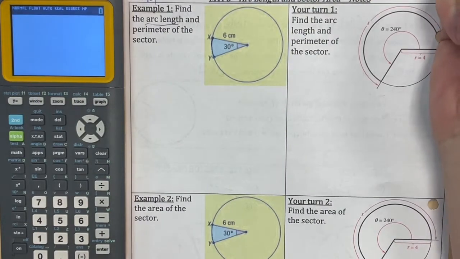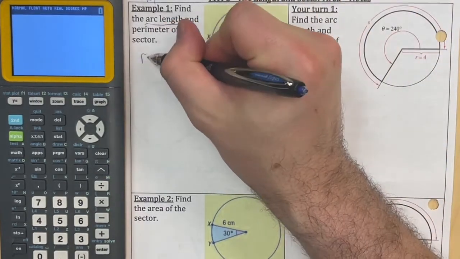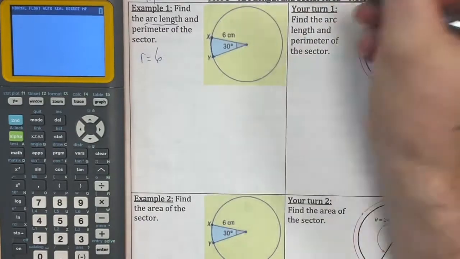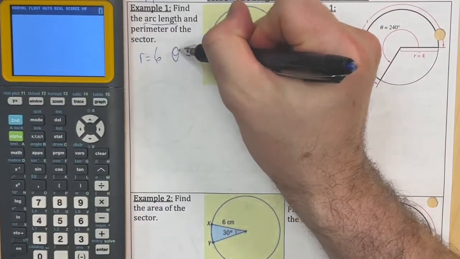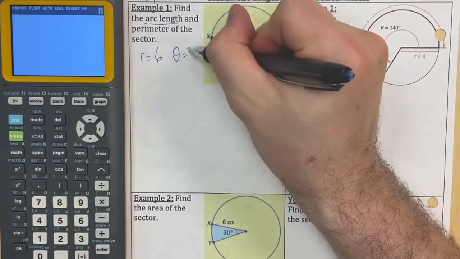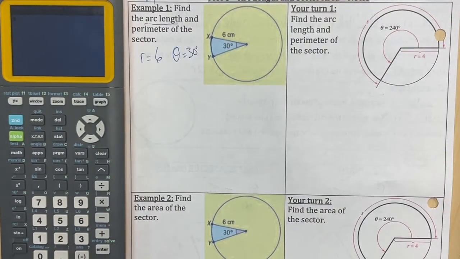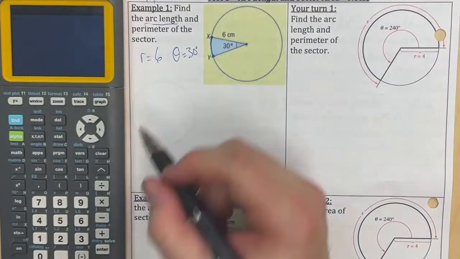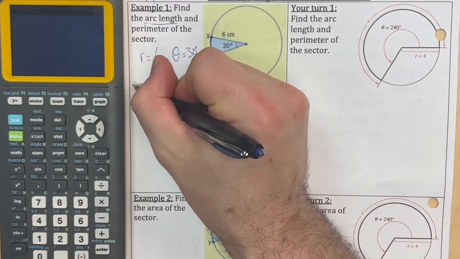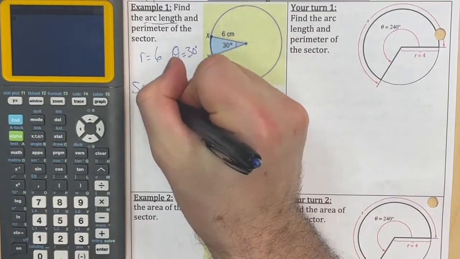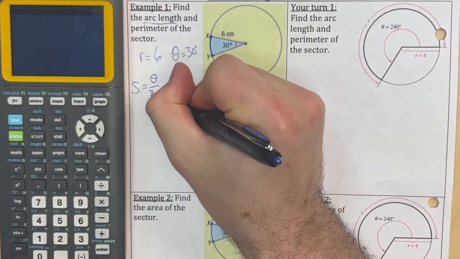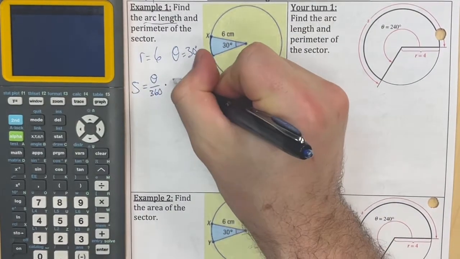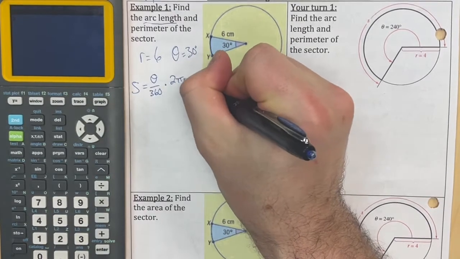So you're going to make sure you have your radius R equal to 6, and then we have our angle theta, which is 30 degrees. Once you have those two, make sure you have that formula. We're going to say that arc length S is equal to our angle theta divided by 360, times 2 times pi times the radius.